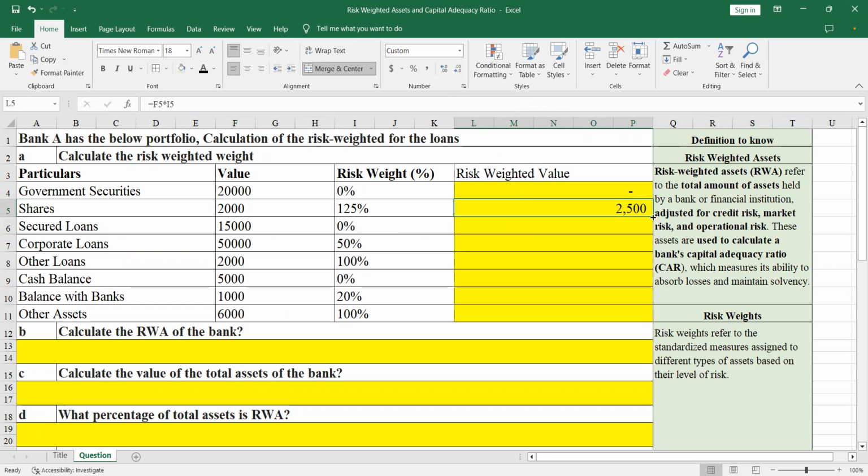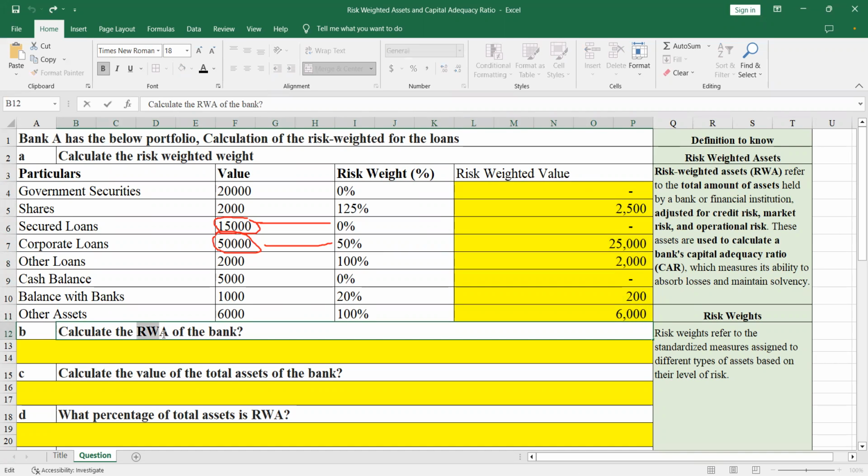Repeating the same process for the securities, multiplying the two things again for all the securities, 15,000 into 0 and 50,000 into 50%. Repeating this process, we can find the risk-weighted value of all the assets. Once we have the risk-weighted values, we can find the risk-weighted assets of the bank. RWA stands for the risk-weighted assets of the bank. To find the risk-weighted assets, you have to sum all these risk-weighted values.